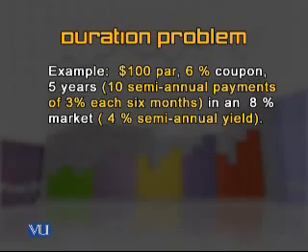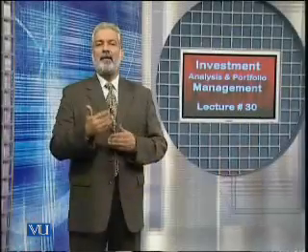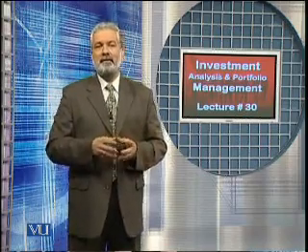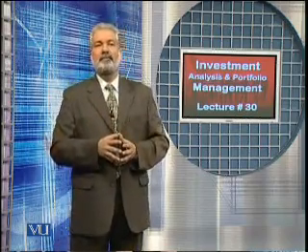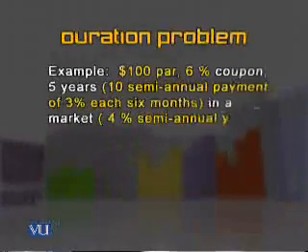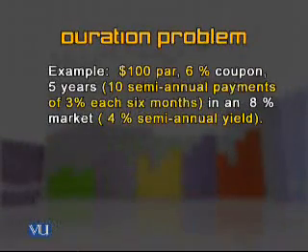It's a 6% coupon rate, and if you're going to have biannual payments, or 6-monthly, twice a year payments, you'll be paying out around 3%, or you'll be receiving, if you bought the bond, 3% every 6 months in an 8% market with a 4% semi-annual yield. You'll have a gain or a loss.